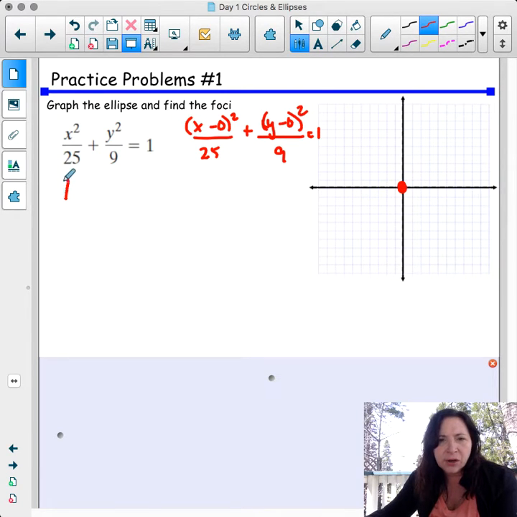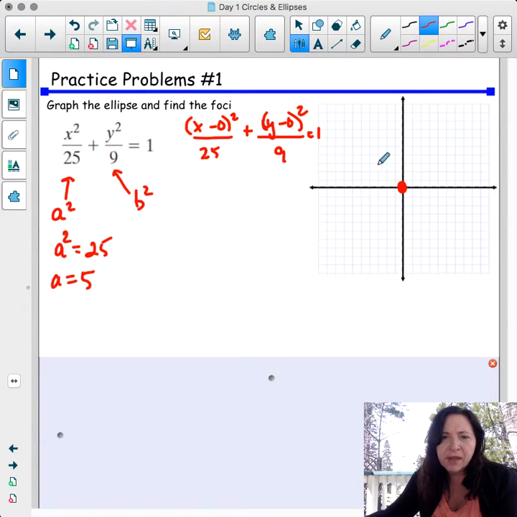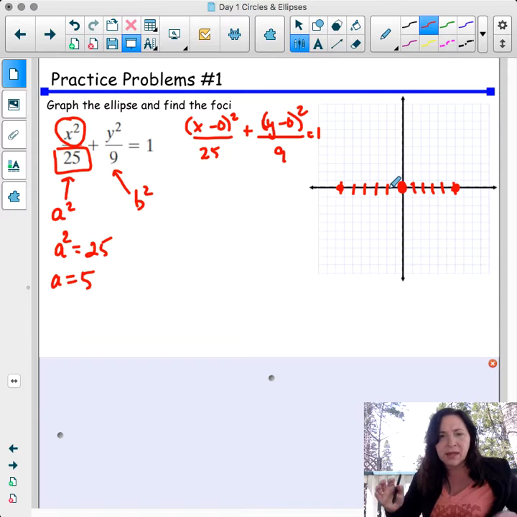Now, here you'll notice that underneath the x is the larger value, and underneath the y is the smaller value. So that's my b squared, and this is my a squared. So if I want to find a, a is equal to the square root of this, because we have a squared equal to 25, so a is equal to 5. So that means that because it's underneath the x, you're going to go 5 both ways in the x direction. 1, 2, 3, 4, 5, 1, 2, 3, 4, 5. So I'm going to go in the x direction, 5 left and 5 right.